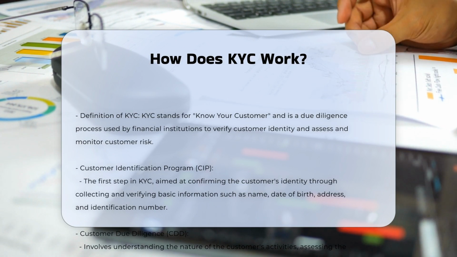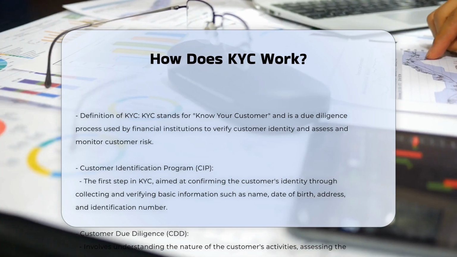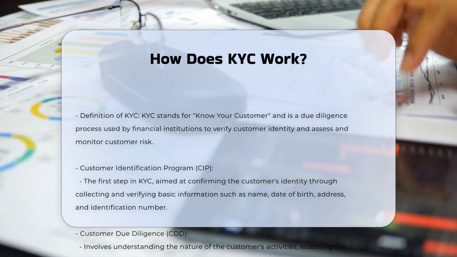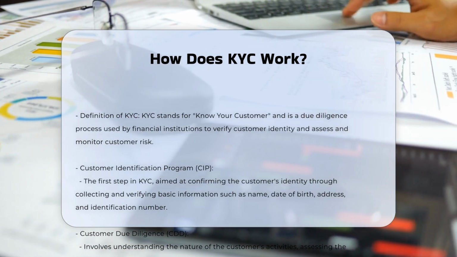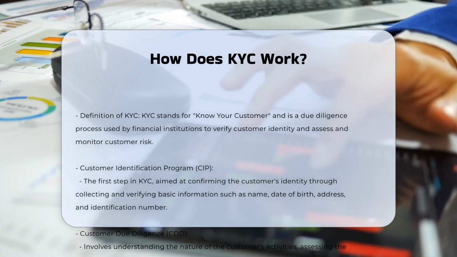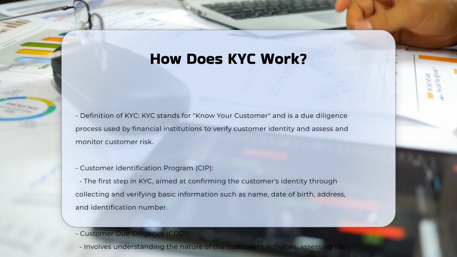Key components of KYC. 1. Customer Identification Program, CIP. The CIP is the first step in the KYC process, aimed at confirming that the customer is who they claim to be. This involves collecting and verifying basic information, such as the customer's name, date of birth, address, and identification number.